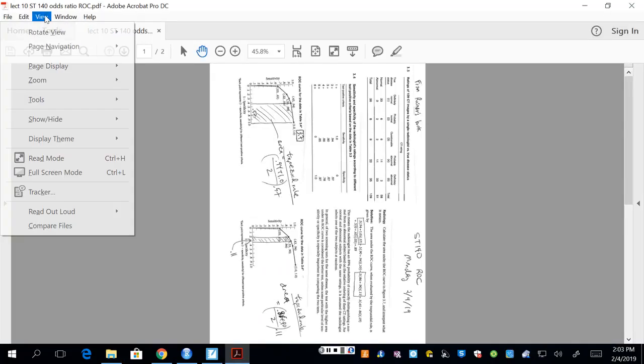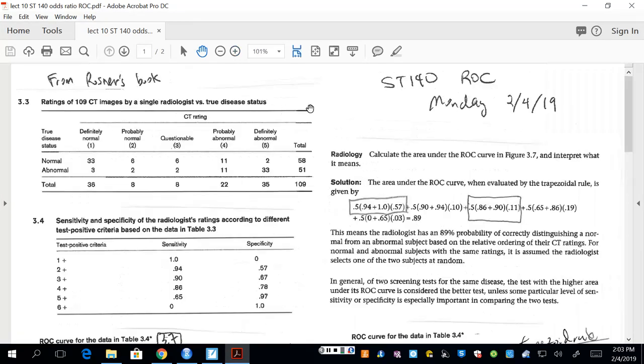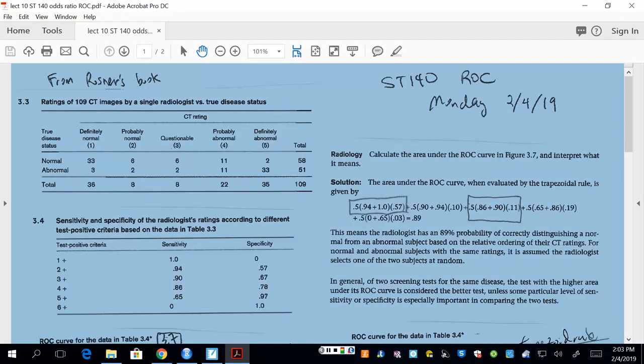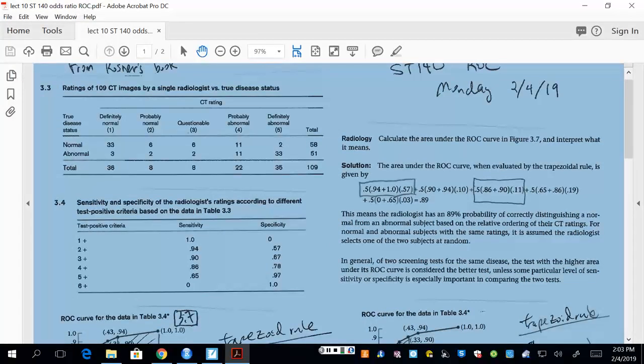So this was one example in Rosner's book, and I think it's worth explaining a little bit of detail that's in there. These were individuals that had normal or abnormal tissue. 58 had normal tissue, and 51 had abnormal tissue. There were 109 patients overall. They had a CT scan, and they were given evaluations based on that.